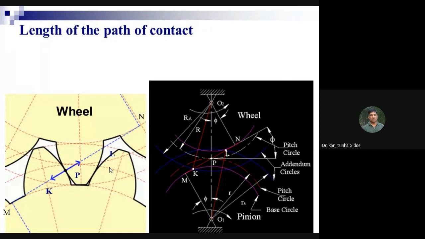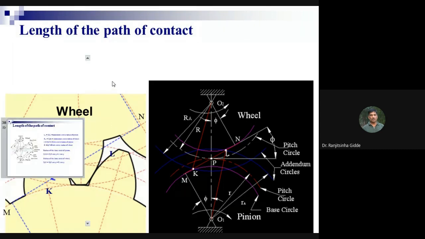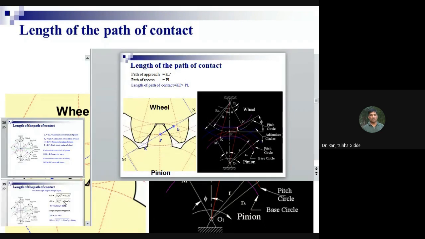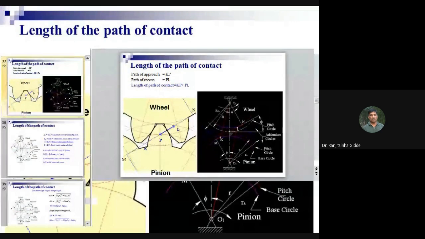So, yesterday we discussed the involute and cycloidal tooth profiles which are being used for gears, and we have seen the comparison. Now, let us start the next topic, that is length of path of contact. We are going to take that today. We have already seen what the length of path of contact is.